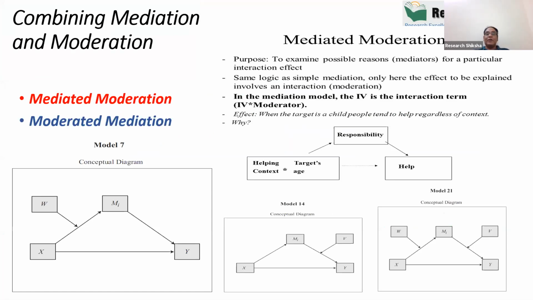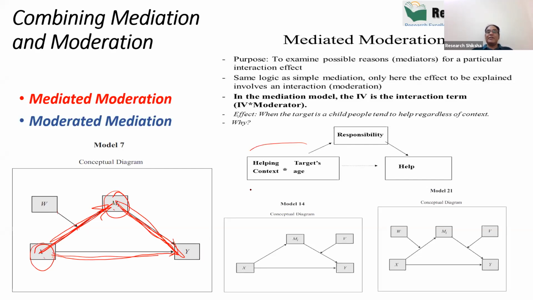So let me show you the concept of mediated moderation and moderated mediation. Now, in this case, X has an effect on M, M has an effect on Y, and X has an effect on Y also. Now we want to check whether the impact of X on M is different for different categories. If yes, it is known as moderated mediation. It is called moderated mediation.